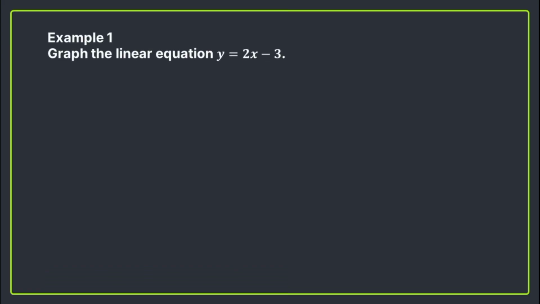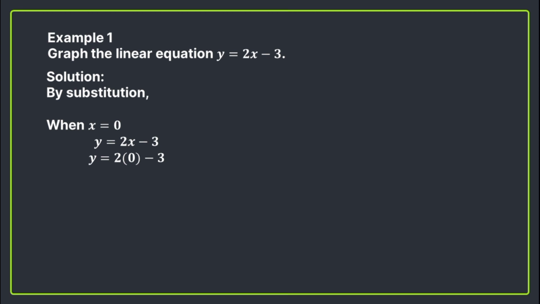Graph the linear equation y = 2x - 3. In order to solve this, you may assign 2 arbitrary values of x, such as 0 and 1, and then solve for the corresponding value of y. First is, when x is equal to 0, we will substitute the value of x to the original equation, which is y = 2x - 3. And so, it becomes y = 2 times 0 minus 3.